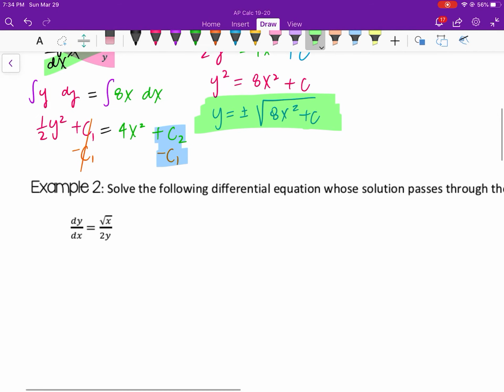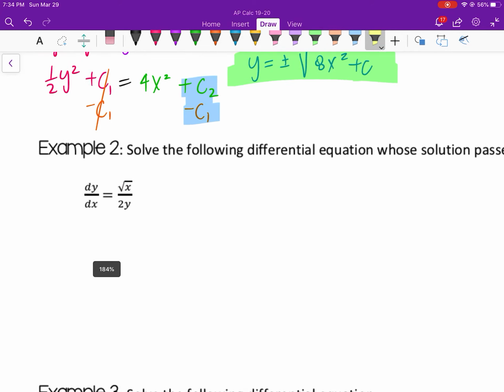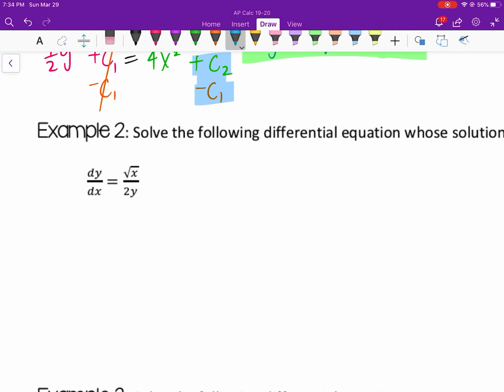In example 2, we are solving the following differential equation, but this time we have an initial condition. We have the point (1, 4) that our equation needs to satisfy. So we have dy over dx, thankfully they gave it to us in the right notation, equals the square root of x divided by 2y. Well, again, for this one, we get to cross multiply again. So we'll have 2y dy equals the square root of x dx.